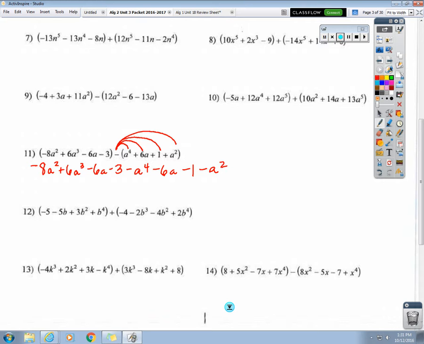Now you would just start combining your like terms. Negative 8a squared can combine with negative 1a squared to make negative 9a squared. 6a cubed is the only one of its kind, and it's going to come in the front of the a squared term, right? Negative 6a can combine with the other negative 6a to make a negative 12a. Negative 3 and negative 1 combine to negative 4. And then negative a to the 4th is the only power of 4. And it's the highest degree, so it comes up front.